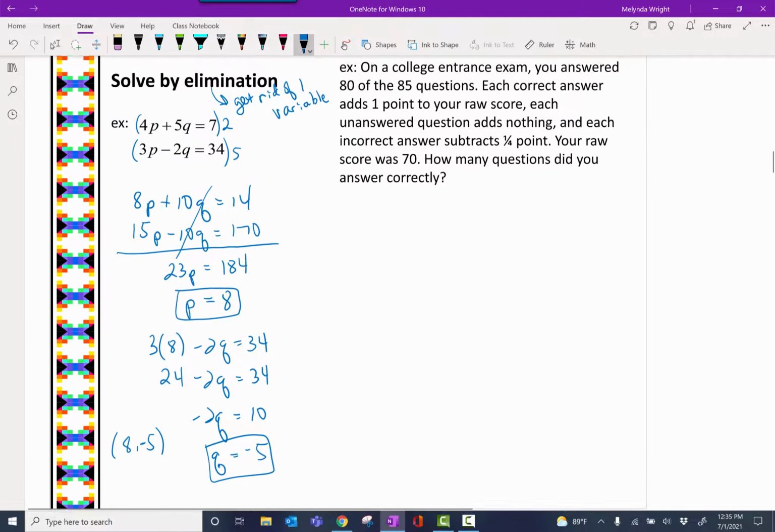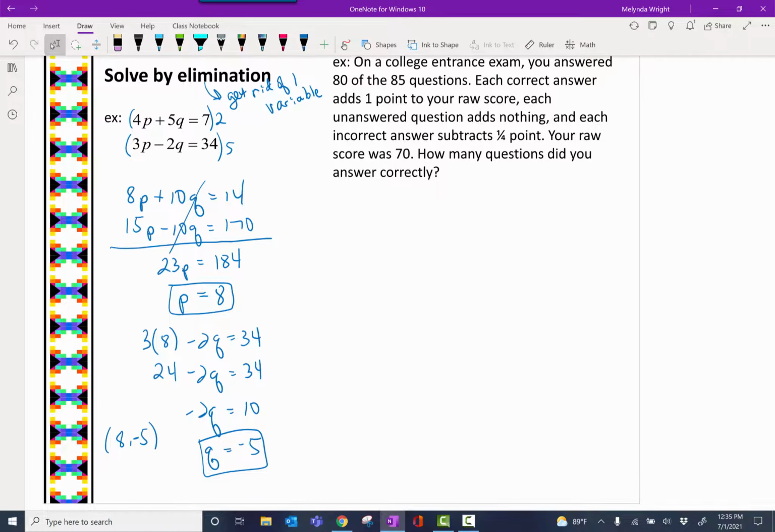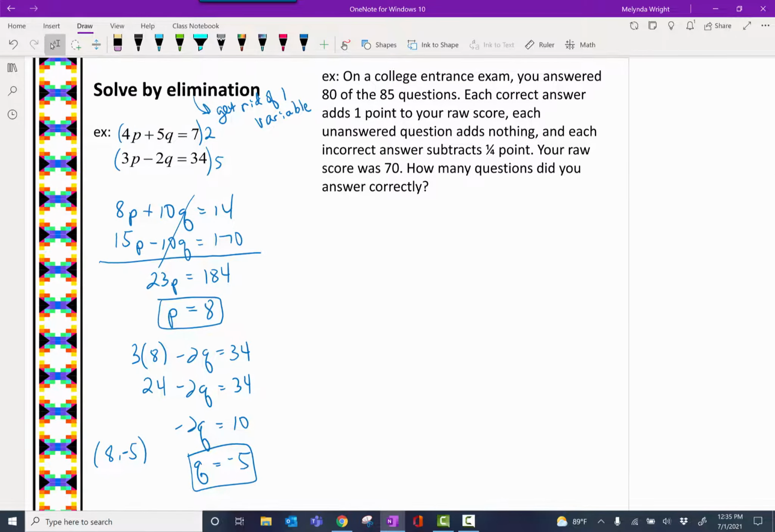All right, this takes us up to our very last problem. You know, we're going to have a lot of fun with word problems. I know you guys probably love them. All right, so on a college entrance exam, you answered 80 of the 85 questions. Okay, so let's keep that in mind. That means that we didn't answer 5 of them.